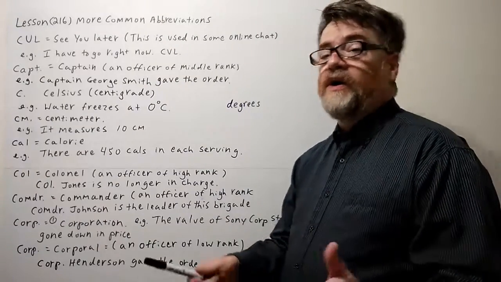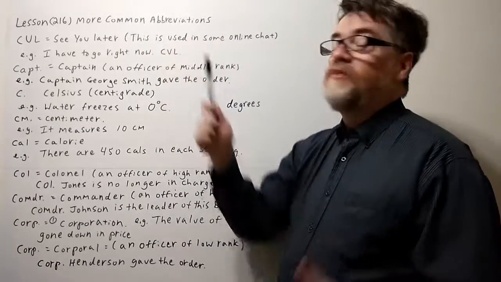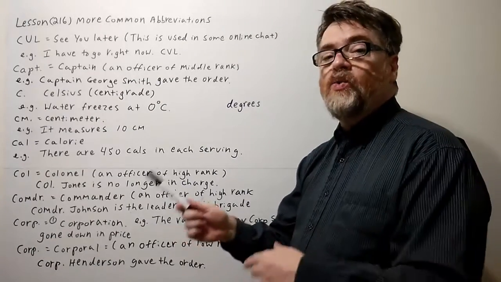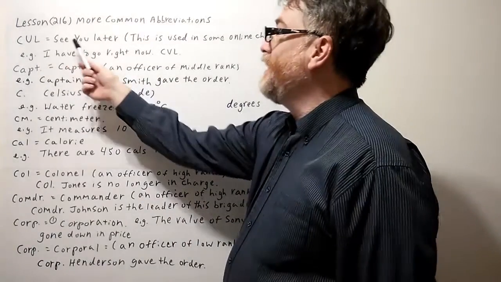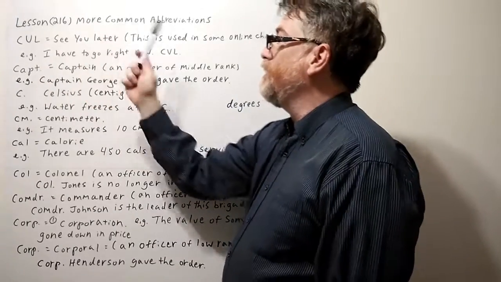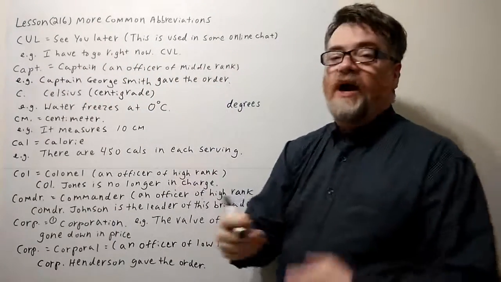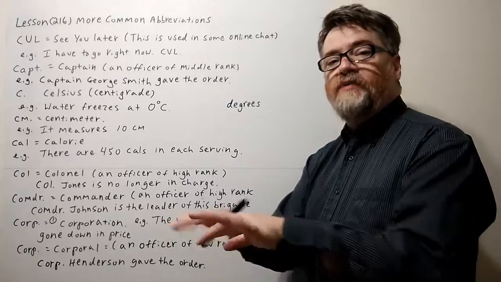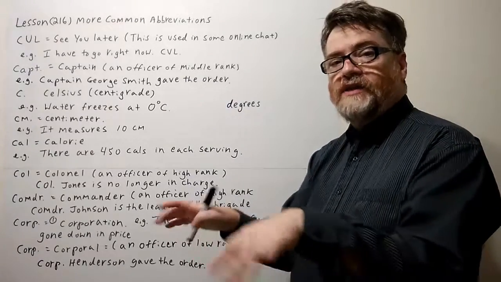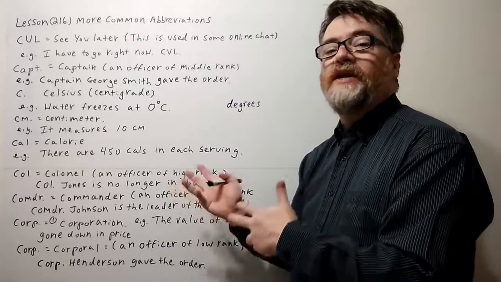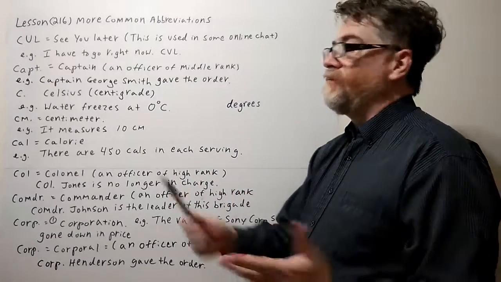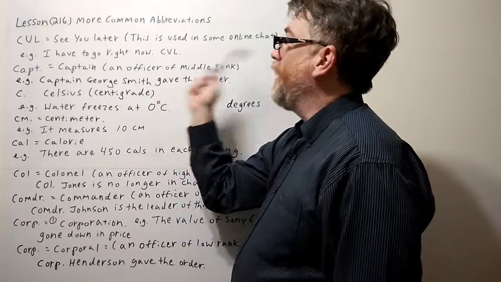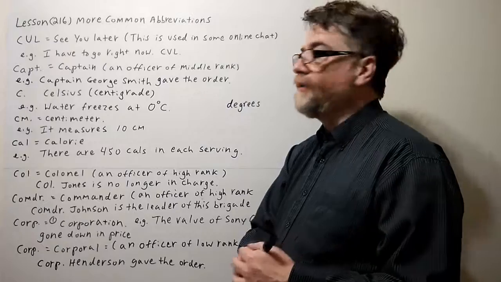Today we're going to go over more common abbreviations. Let's take a look at the first one. The first one is CUL, which stands for see you later. I guess the U is like "you." This is used in some online chat, so you may not come across it as much, but especially a lot of young people that are sending each other text messages, you might come across this more in that situation. Here's an example. I have to go right now. CUL. Okay. See you later.